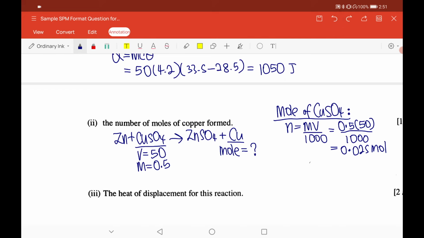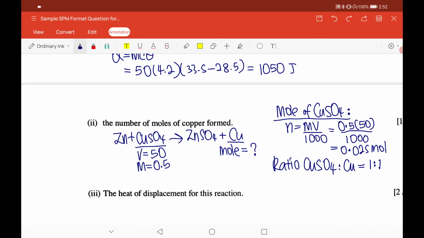Now you know the mole of the copper sulfate already, which is 0.025. Now you want to find the mole of copper, so you should refer to the ratio. The ratio of the copper sulfate and the copper, as you can see in the equation, is this. Copper sulfate, the number in front is 1. For the copper, the number in front is also 1. So the ratio is 1 to 1. 1 to 1 means same, so the mole of copper should be the same as the copper sulfate.